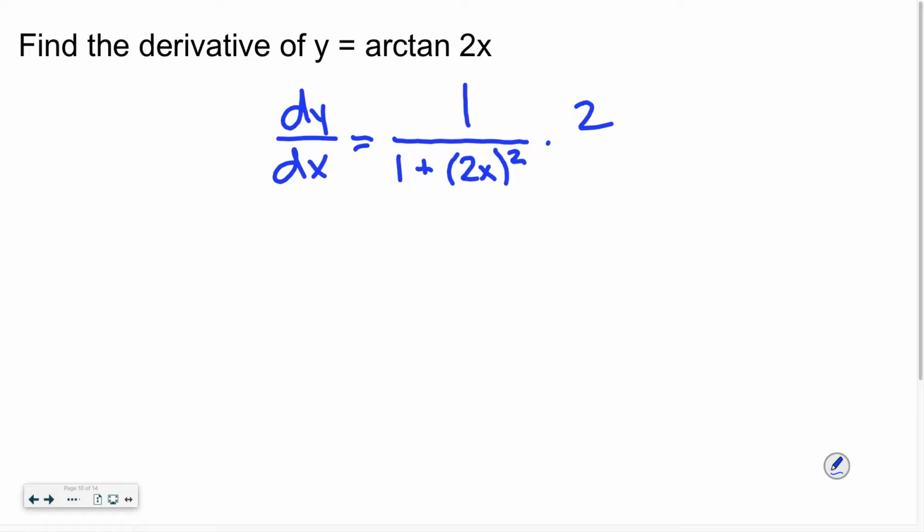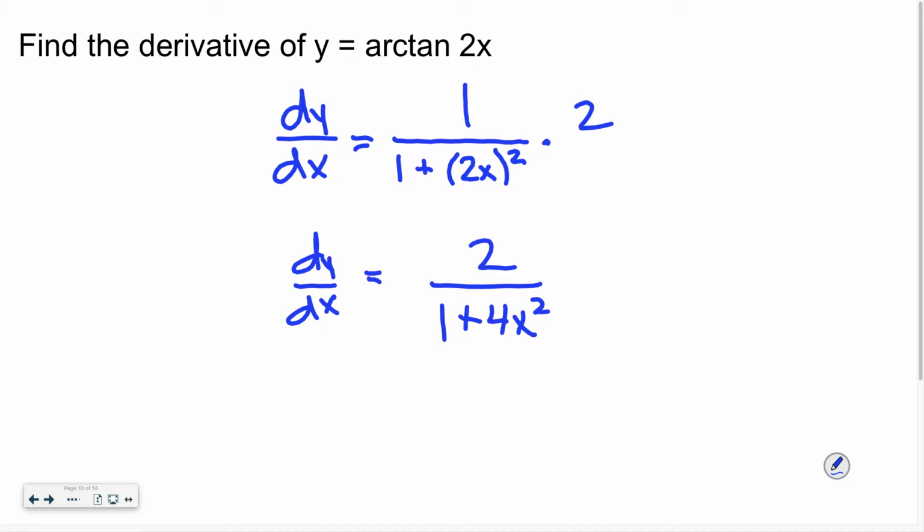So what we have, just to make this look a little bit prettier, am I fine with you leaving it like this? Yes. But we do have 2 over 1 plus 4x squared, because 2 squared is 4. But then, why is the squared still there? Because 2 is squared and x is squared. But like I said, if you leave it like this, I have no problem, as long as I can see that you're multiplying. And that's it. That's really all I'm going to ask you to do, is find these derivatives.